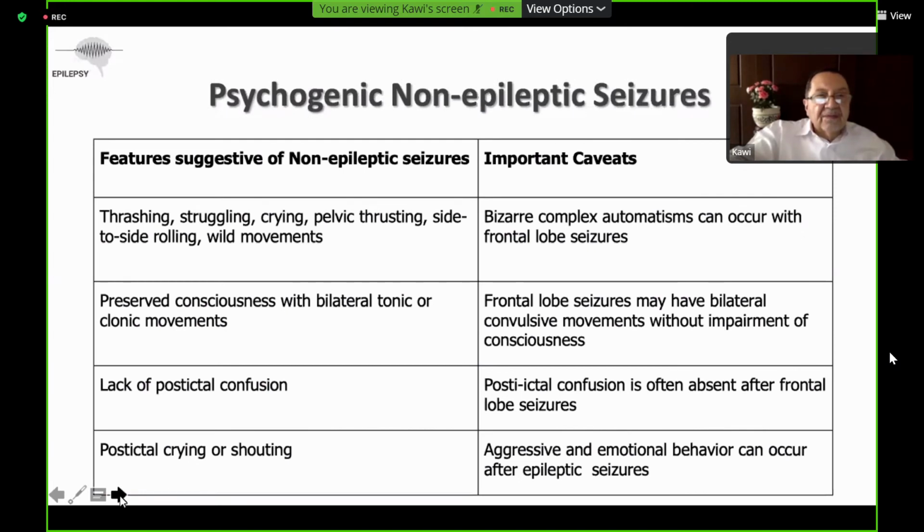In psychogenic non-epileptic seizure, there are some features that suggest that this is a non-epileptic seizure. If there is thrashing, and thrashing means movements that are not rhythmic, just very chaotic movement, or struggling, or crying. He may be crying. Pelvic thrusting is a movement that is not seen in epilepsy. It's seen with non-epileptic seizure. Side to side rolling, either of the head or the body, or wild movement.